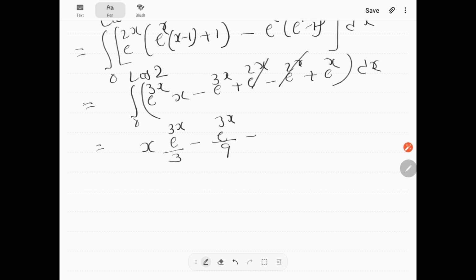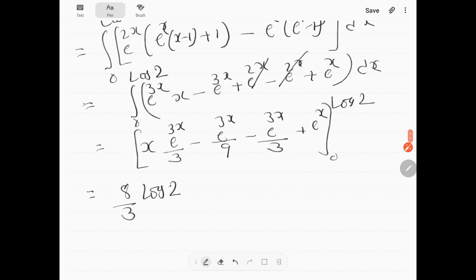Coming to the integral of this, it will be e power 3x by 3, and e power x integral is e power x. I need to substitute the limits 0 to log 2. If I substitute log 2 here, e power 3 log 2 is e power log 2 cube, 2 cube is e power log 8, e power log 8 is 8. So this will be 8 by 3 in place of x. If I substitute log 2, 8 by 3 log 2. This is minus 8 by 9, this is minus 8 by 3, and plus e power log 2, that is 2.